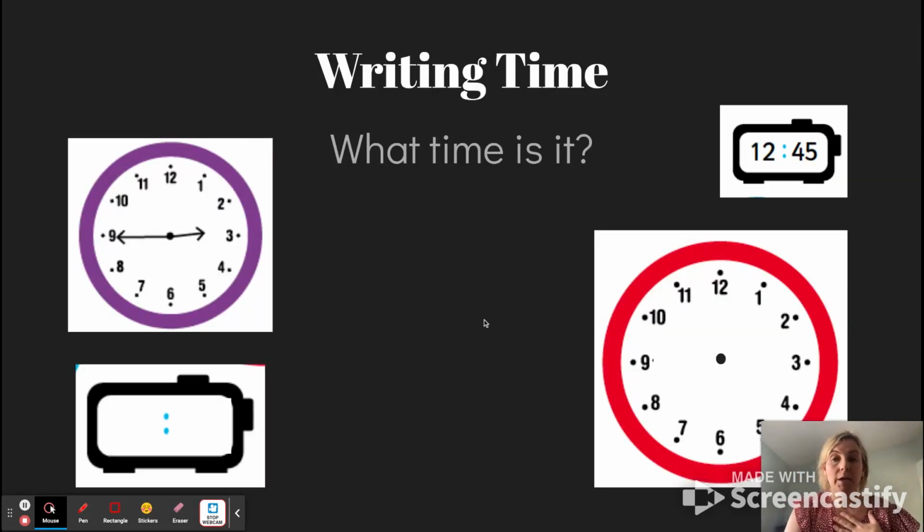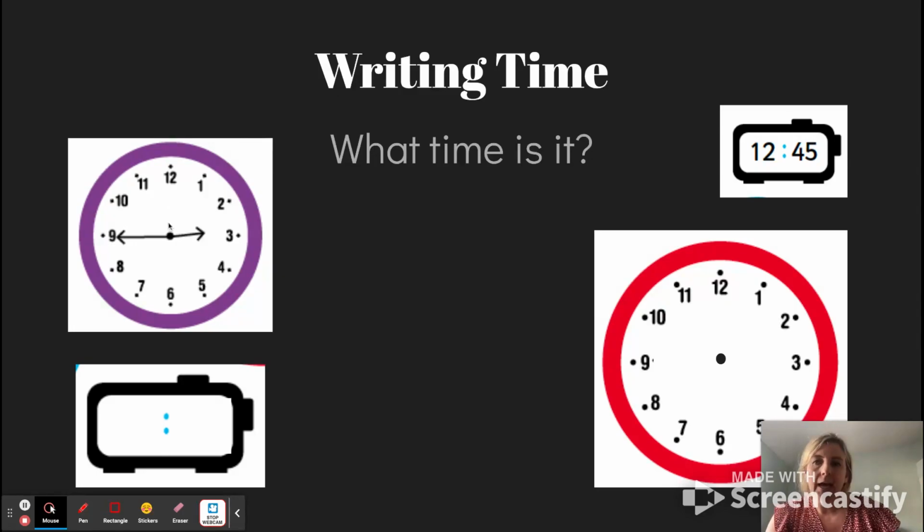Okay, now we're going to go ahead and look at an analog clock and practice writing in the time on a digital clock. Boys and girls, we can see both represented in real life. Now in the classroom, you might commonly see this one. You also might have a digital clock at home or even on your computer screens.